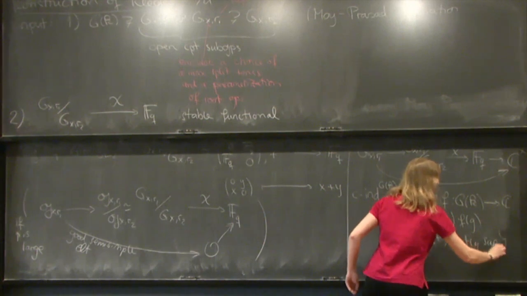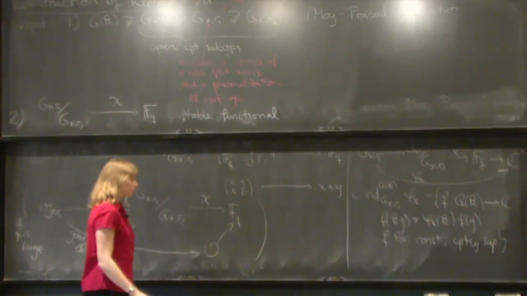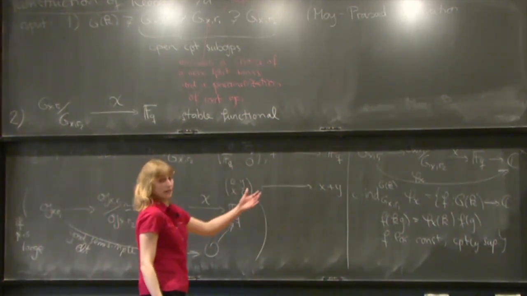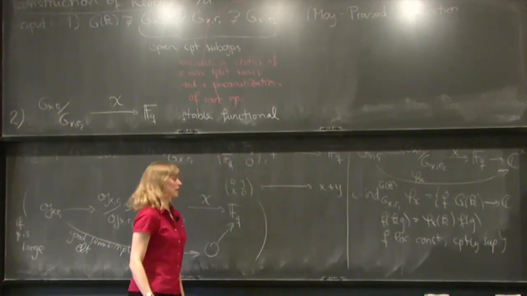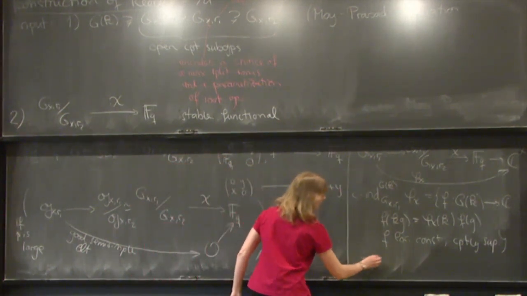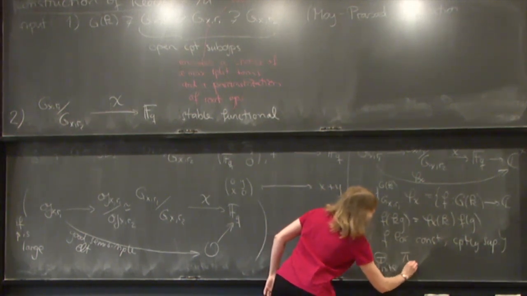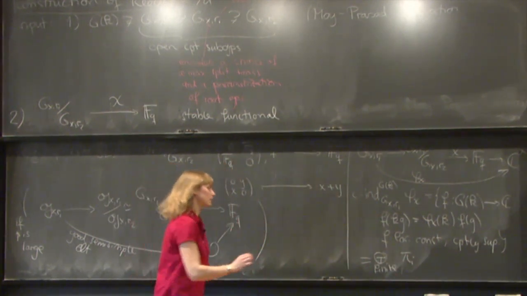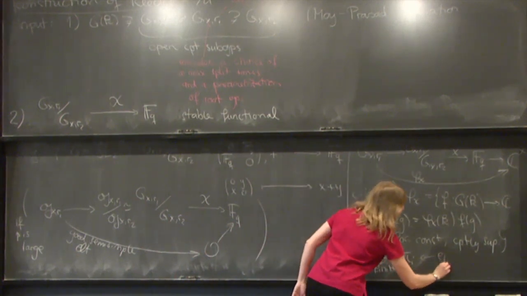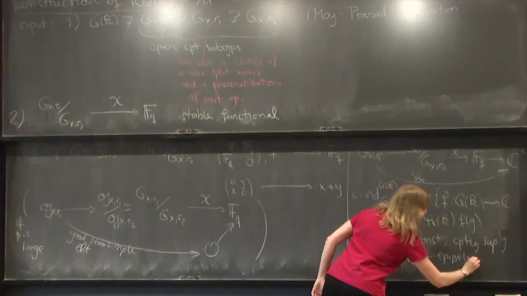And G acts on it via right translation. And this is almost the representation we want. It turns out this representation is the finite direct sum of some representations, let's call them pi_i. And these pi_i are the epipelagic representations.